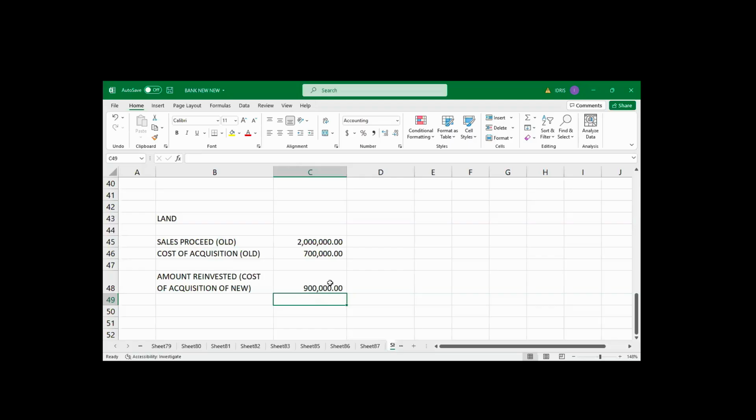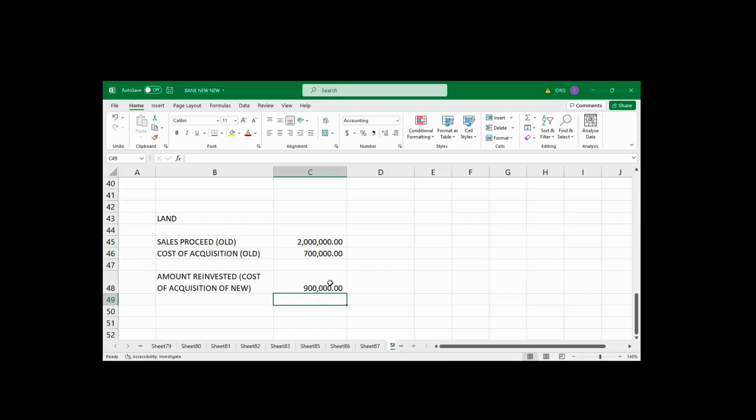Let me repeat myself again. We have 3 types of rollover relief: full rollover relief, partial rollover relief, and nil rollover relief. Starting from full. If you want to define full, don't look at my own write-up, define it as I say it. Full rollover relief is available where the amount reinvested is higher than what?